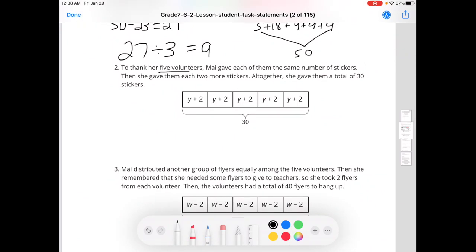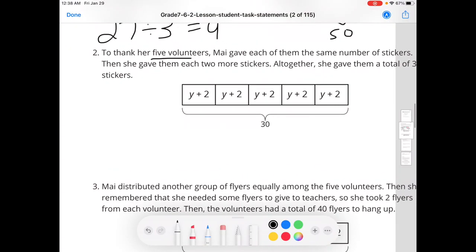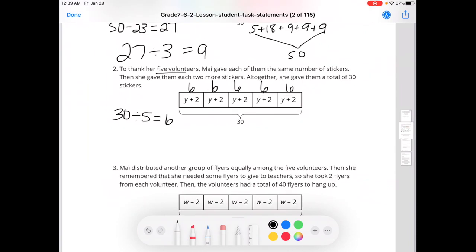So there are multiple ways that you can solve this. I know that each box is the same, and 5 of those boxes gives me 30 total stickers. So one method would be to divide 30 divided by 5. And that would tell me that each volunteer received 6 stickers. So each of these rectangles represents 6 stickers for each volunteer. Since we have a variable, we need to know what Y equals. Well, we know that Y plus 2 must equal 6.